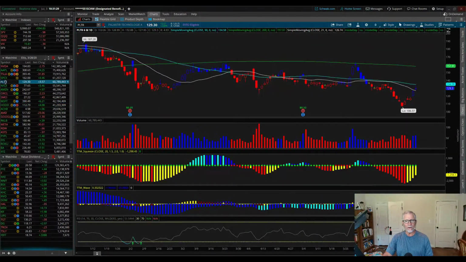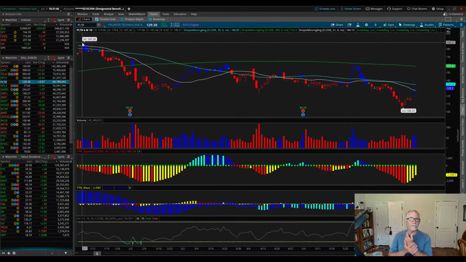Palantir is the same way. Had a good week. It's still in the down. Overall, it's a downtrend. Look at this, 187 at the first of the year, and it's trading at 129.30. Is that an uptrend or a down? It's a downtrend in an up market. The S&P is up 12% first half.